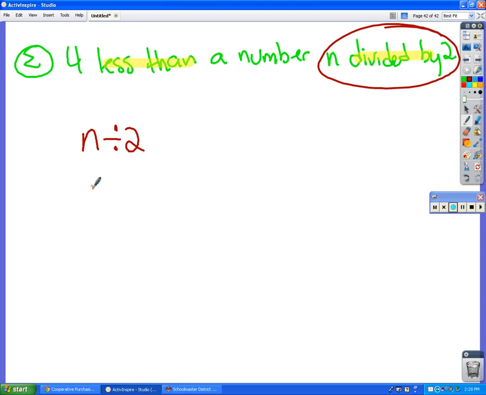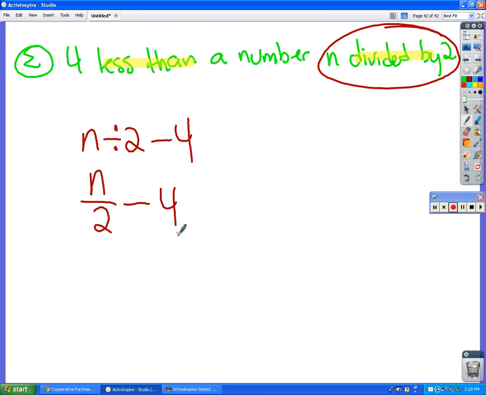What's another way that I can write this without using the division sign? Does anybody know? Matthew? Slash bar and put the n. Yeah, the fraction bar, so you could go n over 2 like that. Okay, so we've got the n divided by 2 part. Now how do we do 4 less than that? Minus 4. Okay. So I can either go n divided by 2 minus 4, or I can write n over 2 as a fraction, minus 4. Either one of those will come out to be the same thing. Okay?